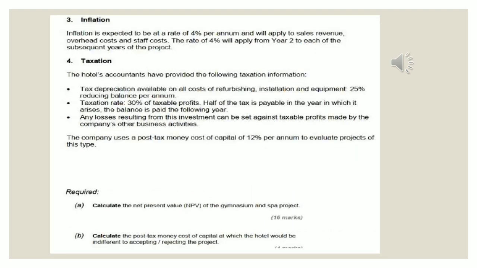Here guys, in requirement A, the examiner is expecting you to calculate the net present value of the gymnasium and spa project. In requirement B, the examiner is asking you to give recommendations about this project, whether you are accepting or rejecting this project.